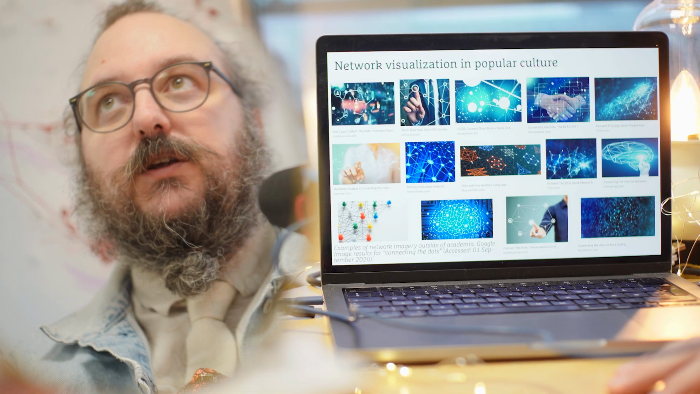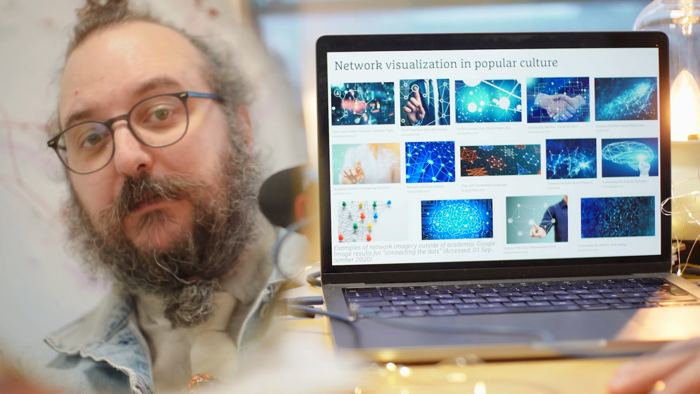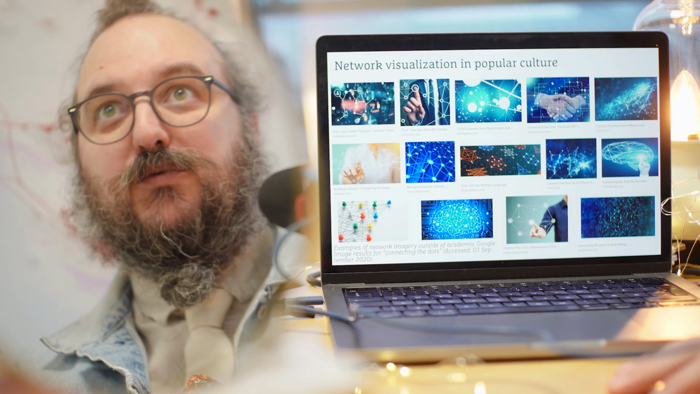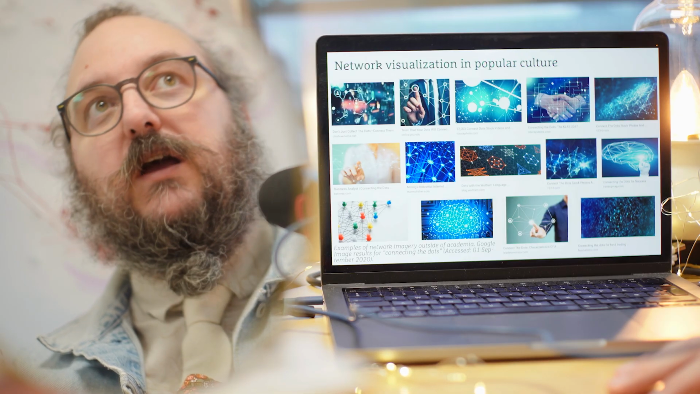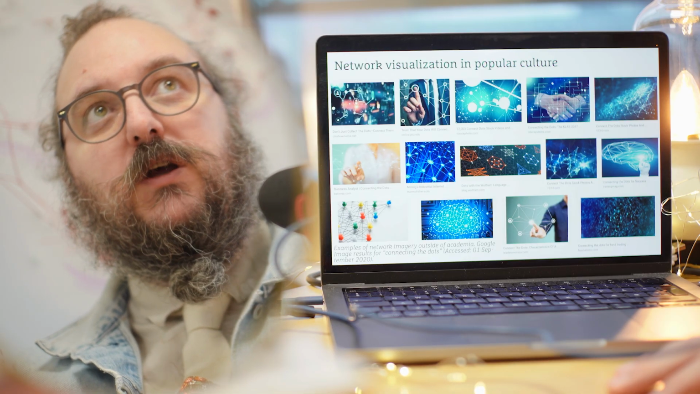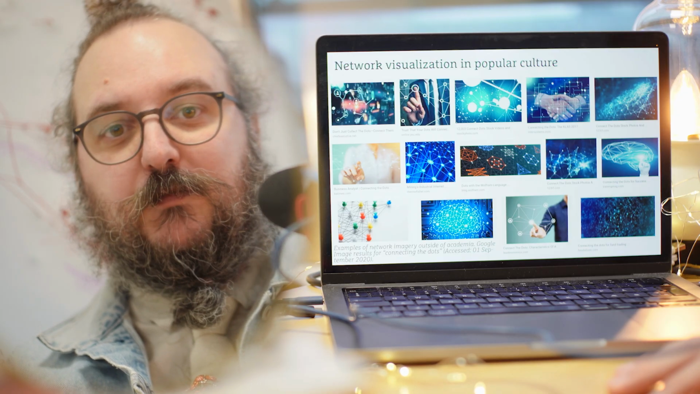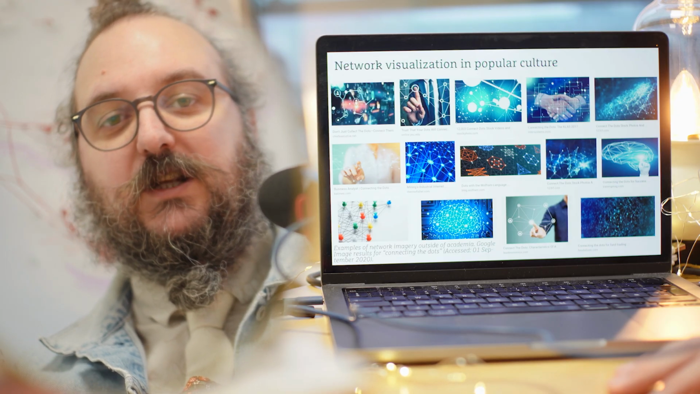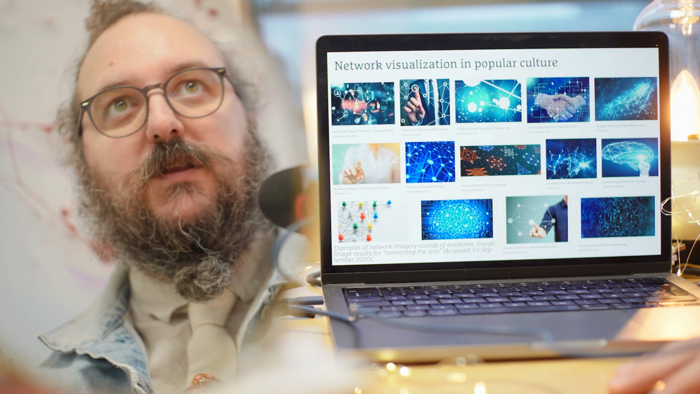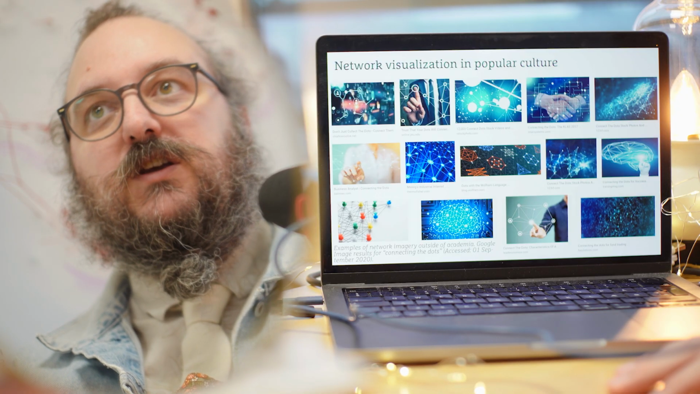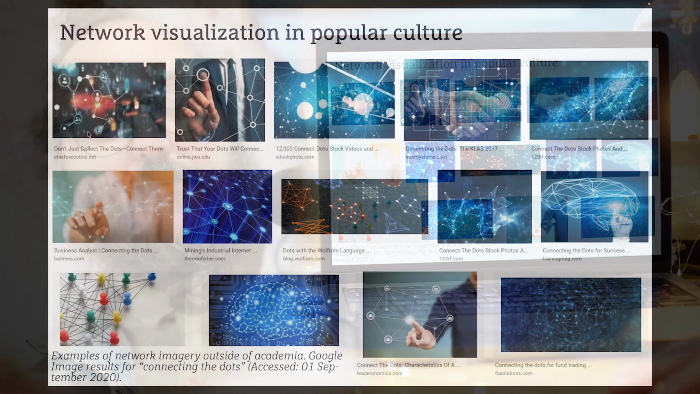I will then explain how you should approach reading a network map, and from there how you should approach making a network map. And I will end with a few ideas about how to articulate measurements with visualization when it comes to network analysis. And let me start with how we tend to think of networks in popular culture.